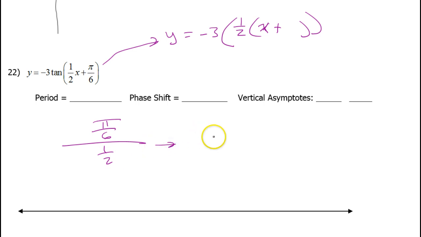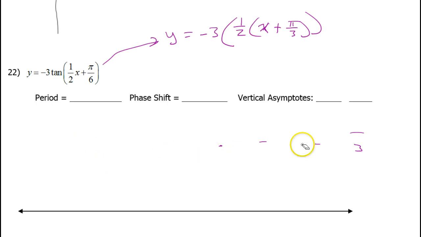Well, you multiply by the reciprocal. So you do pi over 6 times 2 over 1. So that's 2 pi over 6, which is pi over 3. So in here I should have x plus pi over 3. And that's going to tell me the phase shift in a moment. But let me not get ahead of myself.